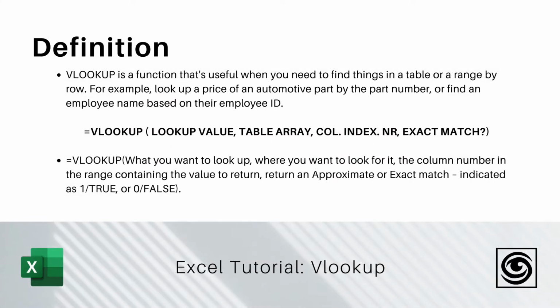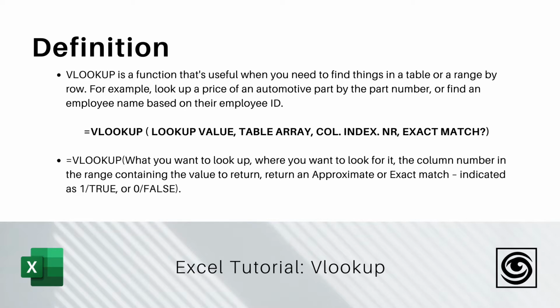We will start with the definition. According to Microsoft, Vlookup is a function that's useful when you need to find things in a table or range by row. For example, look up a price of an automotive part by the part number or find an employee name based on their employee ID.